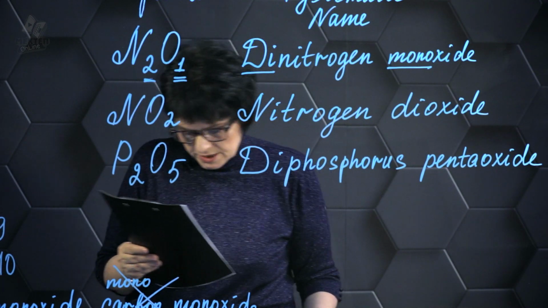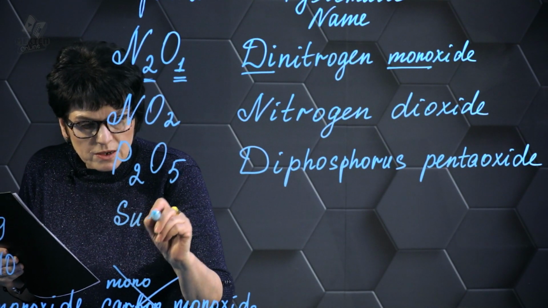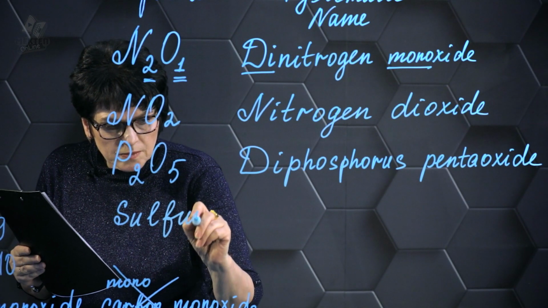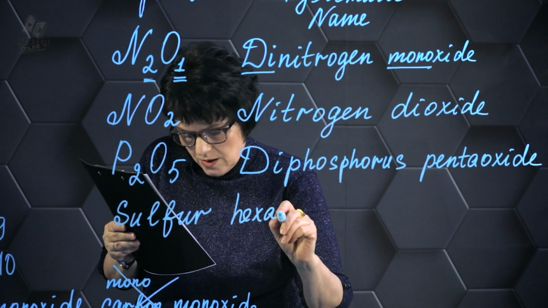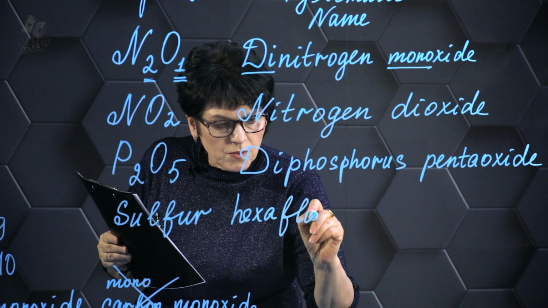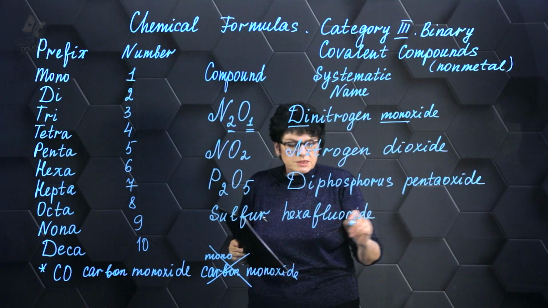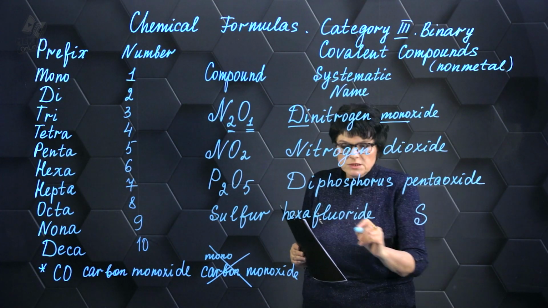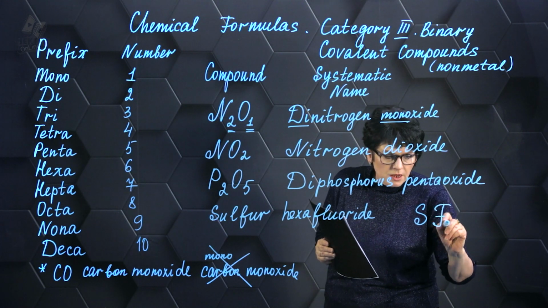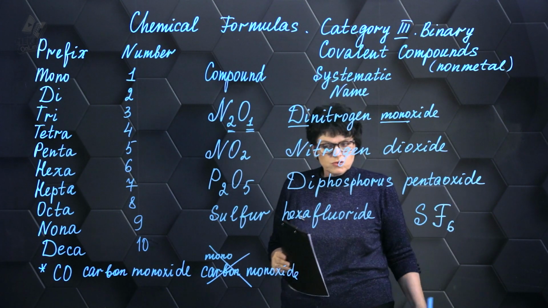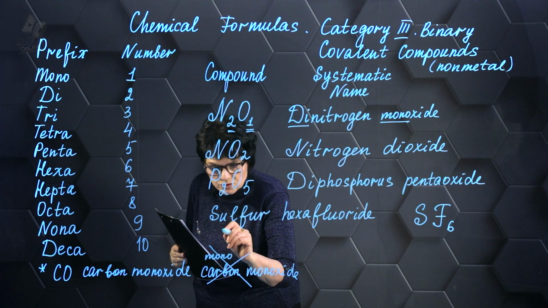Okay, now let's attempt to perform the reverse task. If the compound is called sulfur hexafluoride, what is its formula? Sulfur occupies the first place. Hexa is the prefix for fluorine, so the number 6 will be present in this context. Consequently, we worked together and devised this formula.